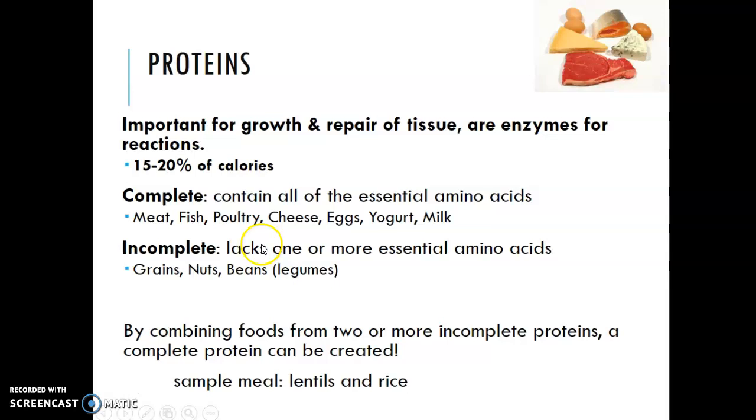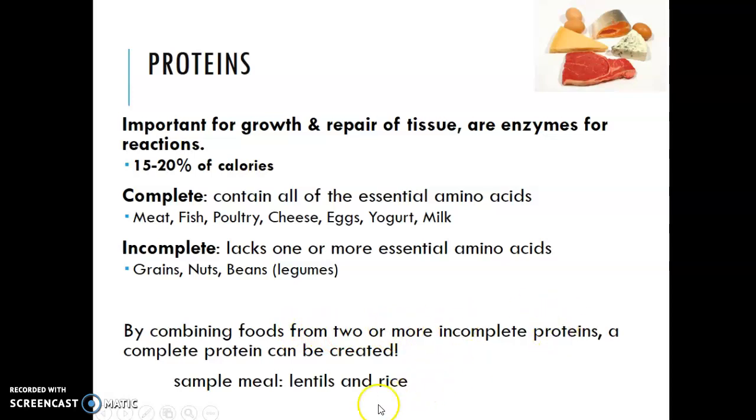Incomplete proteins lack one or more of the essential amino acids. So these are our plant-based: grains, nuts, beans, or like a legume. So again, doesn't mean it's bad. It just means that like a vegetarian would need to be more careful in what they're eating to make sure they're getting all the essential amino acids. So we combine two or more incomplete proteins, and then we can create a complete protein.